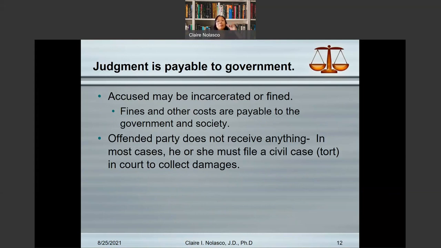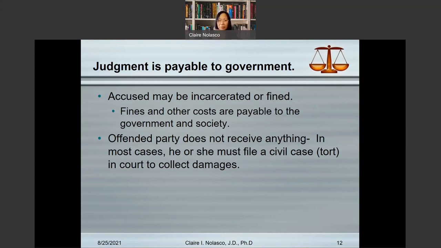The fourth attribute of crime is that judgment is payable to the government. So whatever is recovered in the criminal action, for example, fines or penalties, they are payable directly to the government and society. The victim does not keep any. Okay. So the offended party must file a civil case in court to collect damages. This is not true in other countries. So in the U.S., the civil and criminal case is separate. Okay, they're not automatically merged.